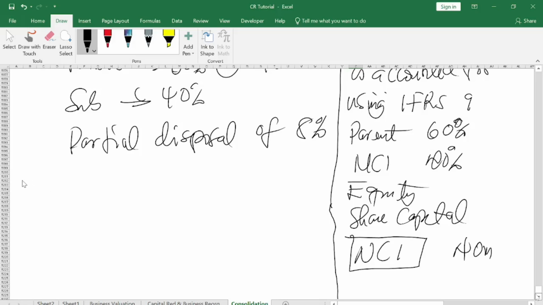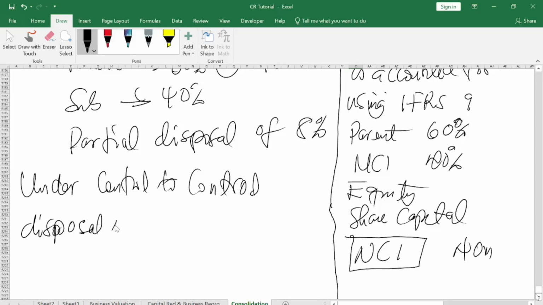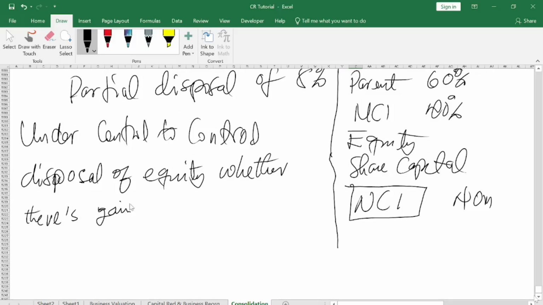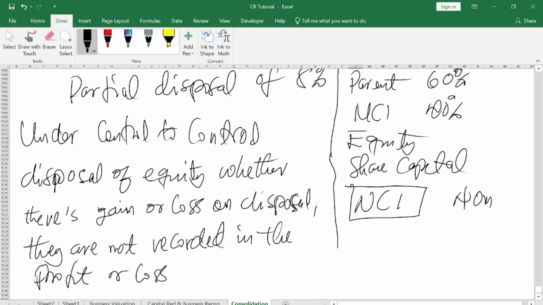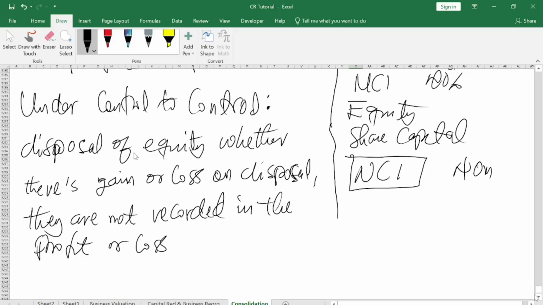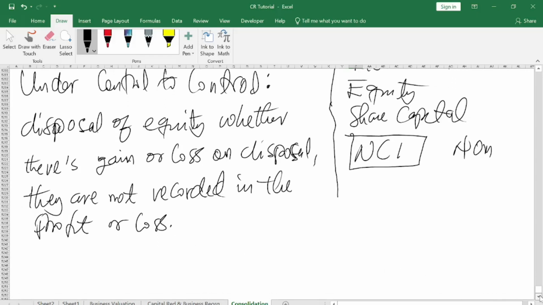The principle under this, let me note it here: under control-to-control disposal of equity, whether there is gain or loss on disposal, they are not recorded or treated in the profit or loss. Ideally, when there's a gain or loss, it goes in the P&L as income or gain on disposal. But here, the principle is that such arrangements are not recorded.